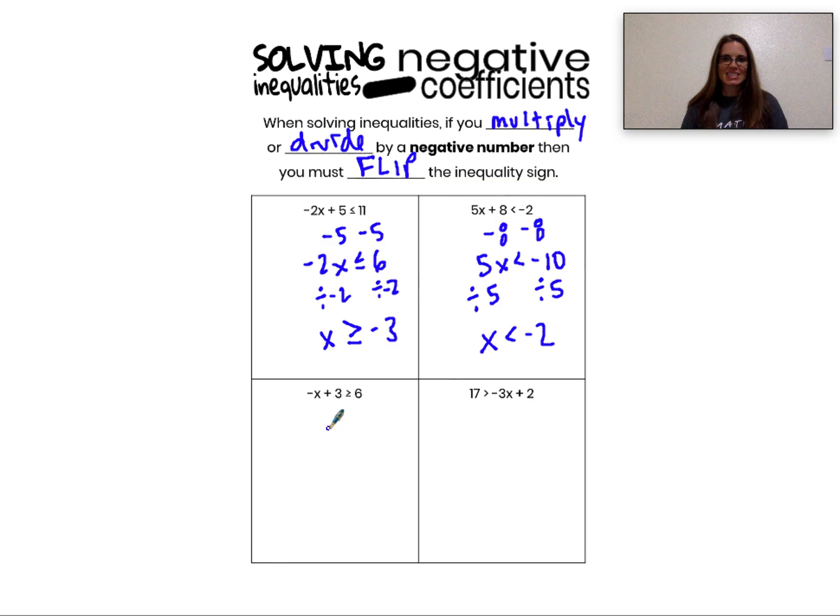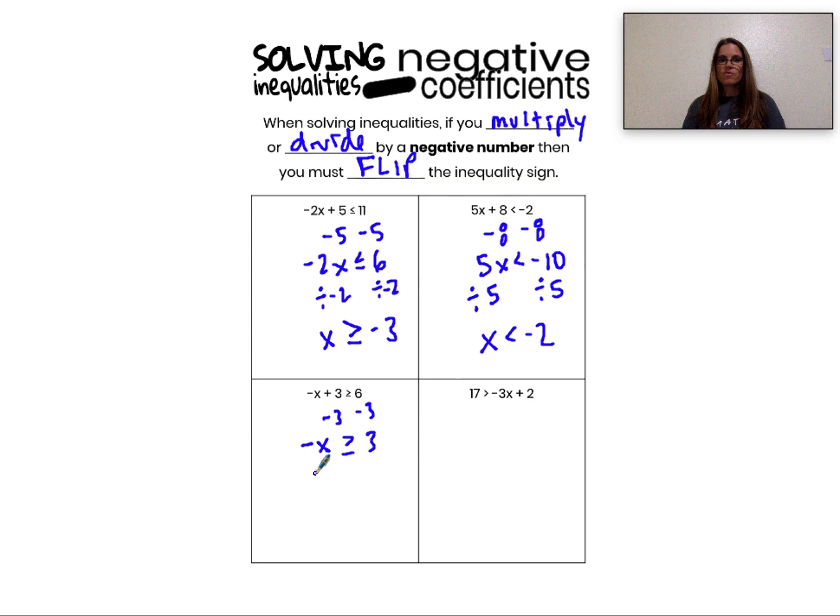Here is my next example. Negative x plus 3 is greater than or equal to 6. I first need to subtract 3 from both sides of my inequality. Negative x plus 3 minus 3 leaves me with negative x is greater than or equal to 6 minus 3, which is 3.